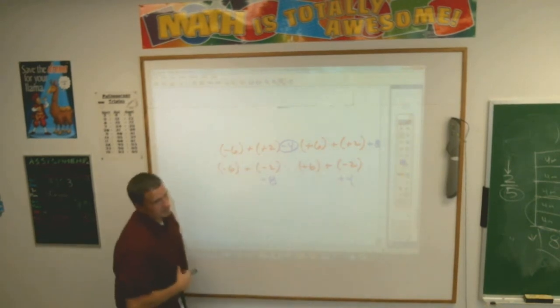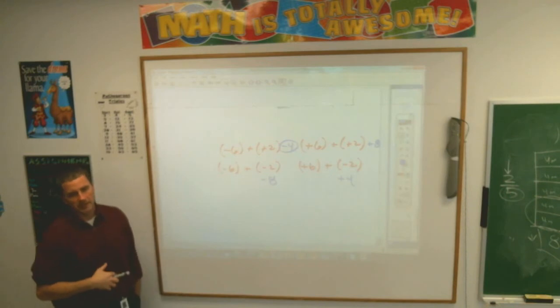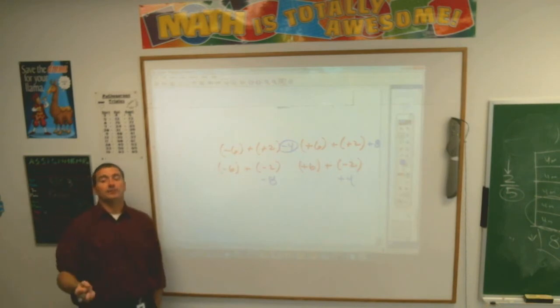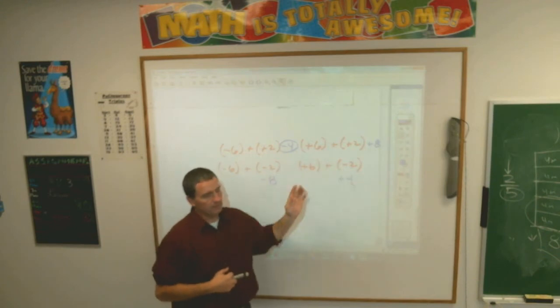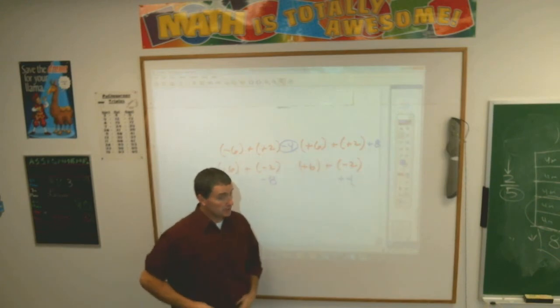Hence the reason why you'll hear me say there's really no such thing as subtraction in math, there's just adding negative numbers. Because that's what this is, 6 minus 2. Adding a negative number is the same as what subtraction is. Everybody seems to be pretty happy about that.